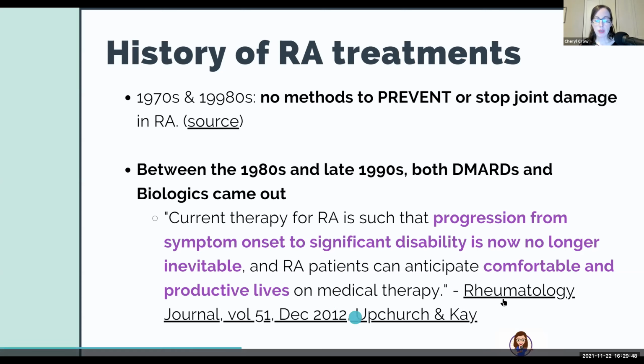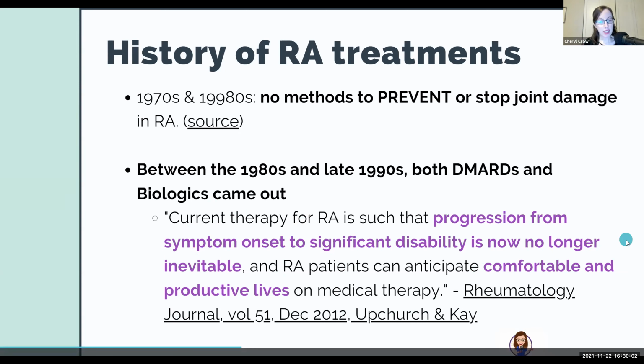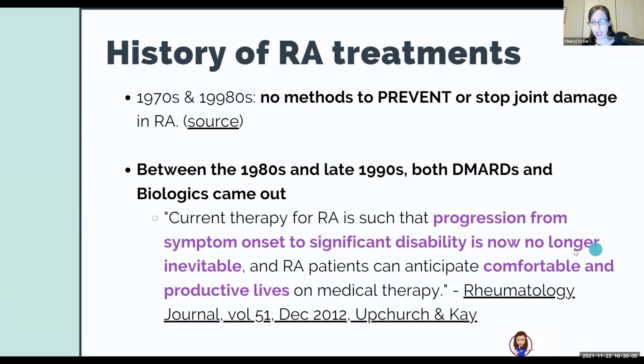This is from a rheumatology journal, but I think it's a really important thing to remember. With current therapy for RA, the progression from symptom onset to significant disability is now no longer inevitable. RA patients can anticipate comfortable and productive lives on medical therapy. So that's from the experts. Again, there are exceptions to that rule, but okay.